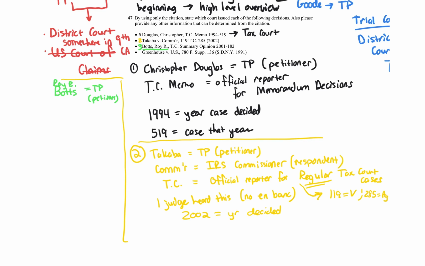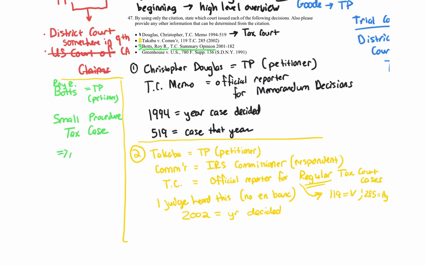It is a TC summary opinion. So that means that it was a small tax court, I should say a small procedure or small claims. It's referred to as both small procedure or small claims case. So small procedure tax case or a small claims case, either one, you can use those. And the idea here is that it's a TC summary opinion. That's how you know that.